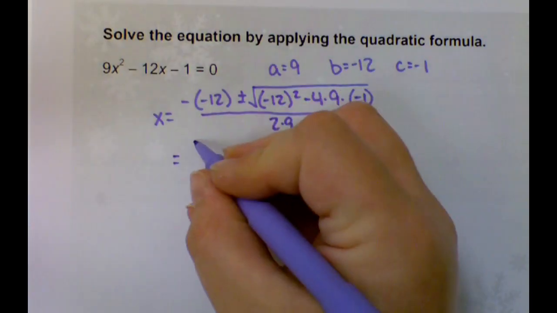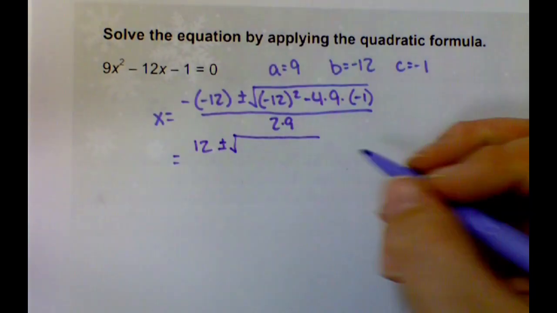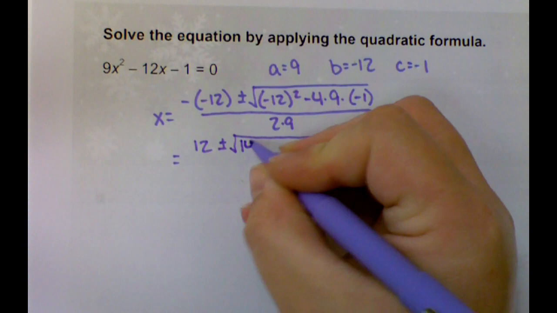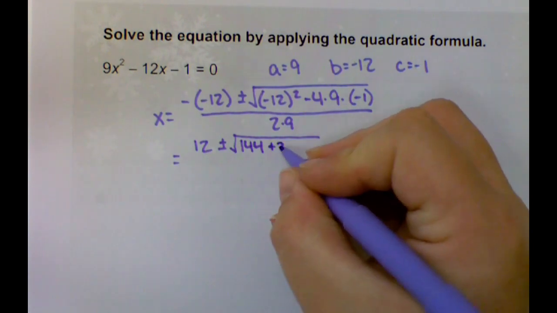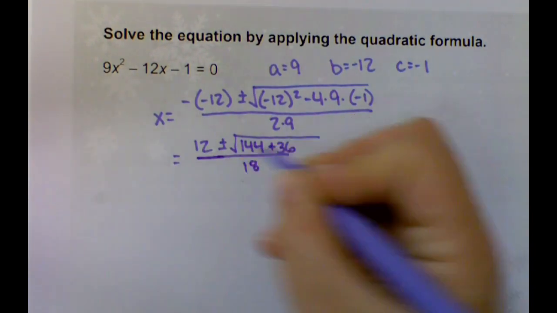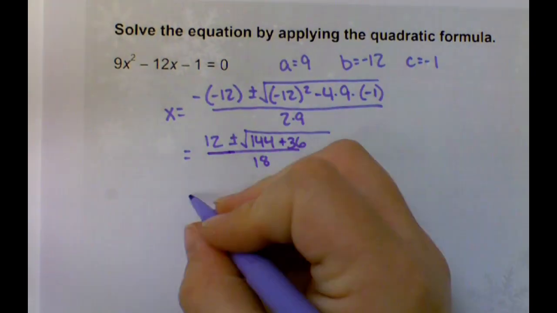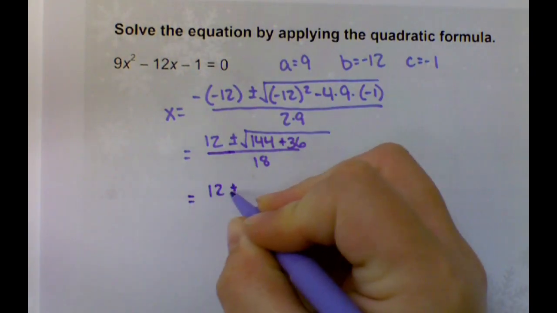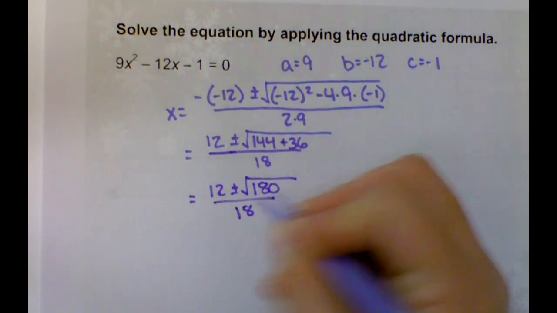Well, now I simplify. My double negative on the 12 makes it a positive 12, plus or minus the square root of negative 12 squared, which is 144. 36 times negative 1 makes plus 36, all over 18. Please be careful that it is all over 18 and you don't leave that 12 out. Then we'll add together inside the square root. We get 12 plus or minus the square root of 180, all over 18.